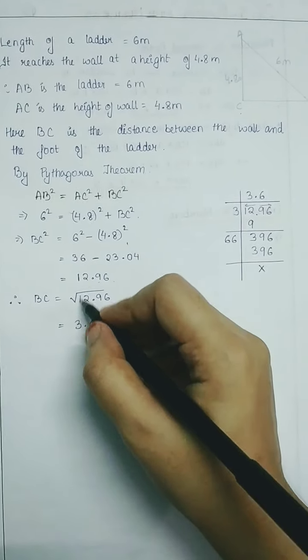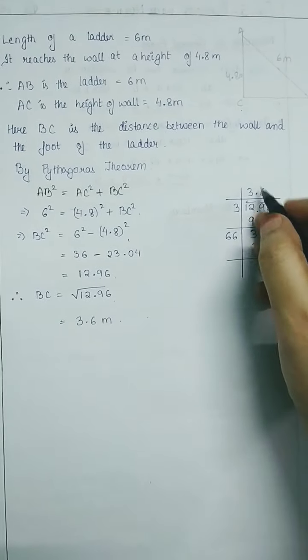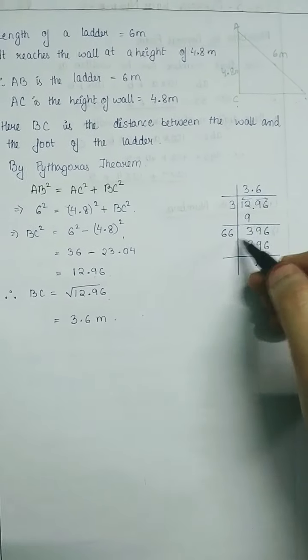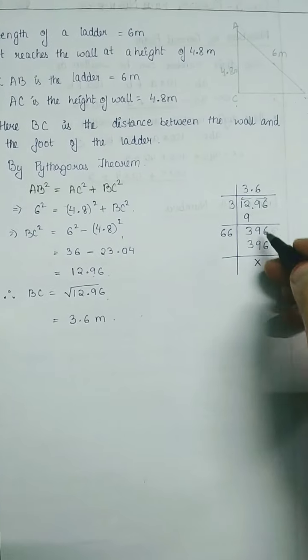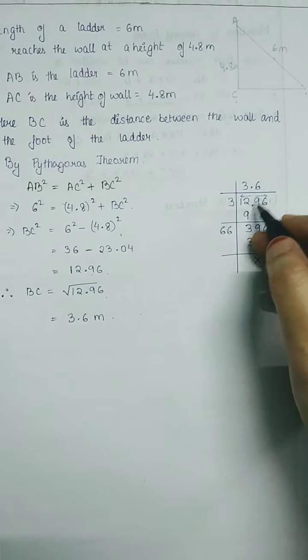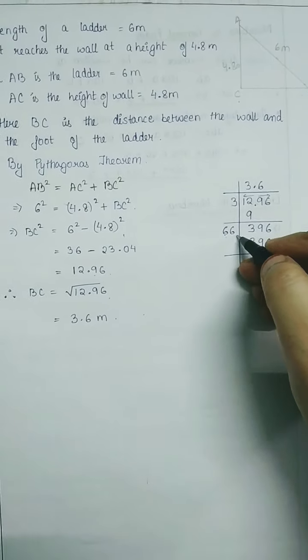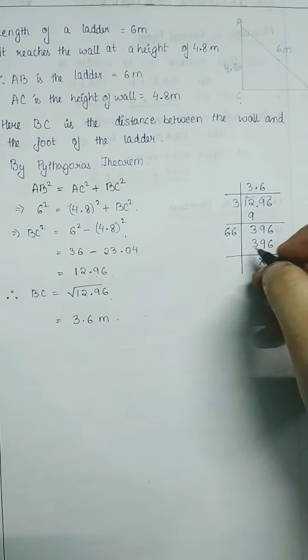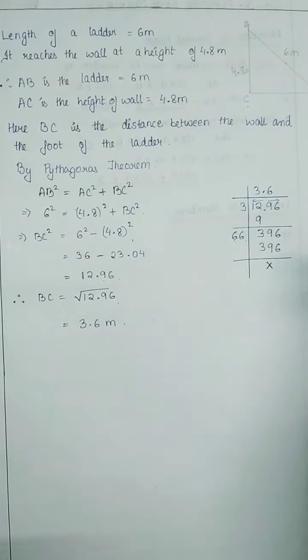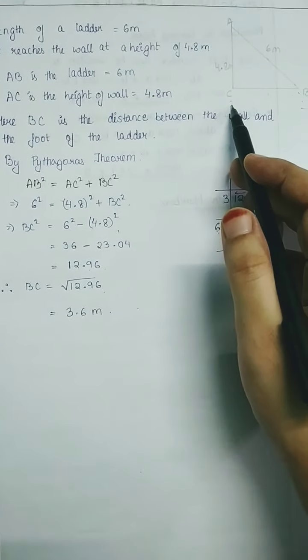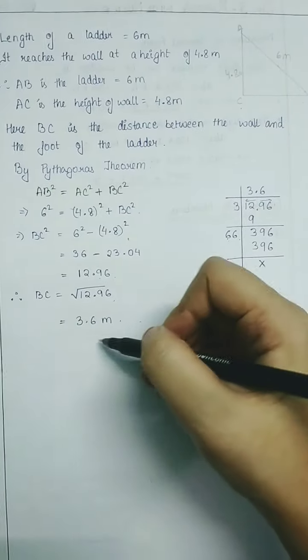After this, we have to find the square root of 12.96. Again, we apply the division method. We can do 3 3s are 9. 10, 11, 12, 3 is left. Now 96 will be copied, but here the point is there, so this point will move over here also. Double of 3 is 6. 66, 6 6s are 396. So we have got 3.6. So BC, the distance between the ladder and the foot of the wall, is 3.6 meter.